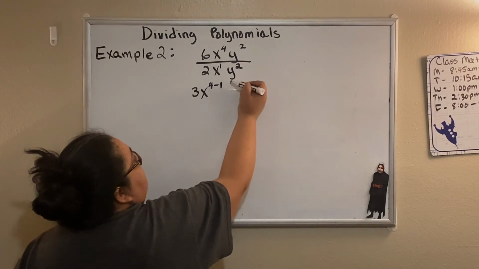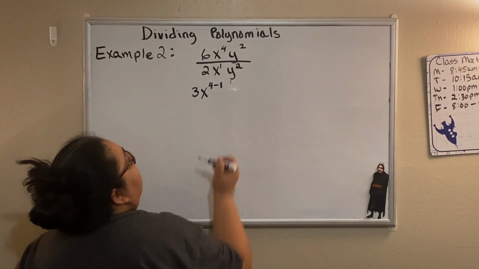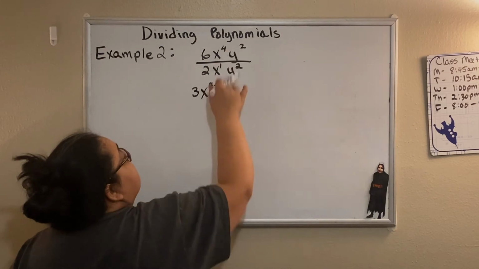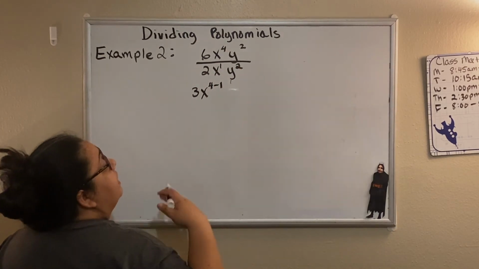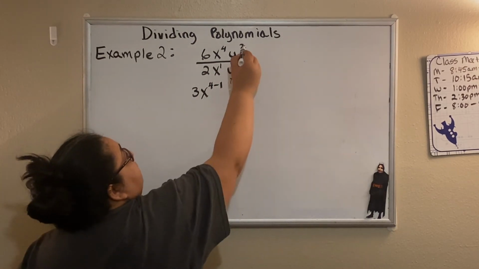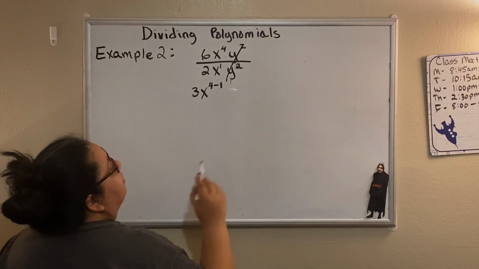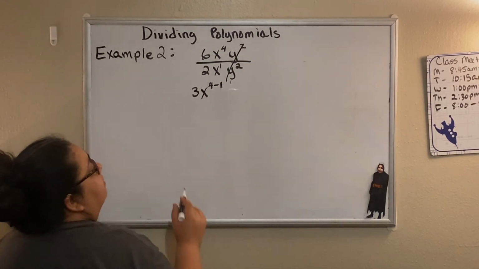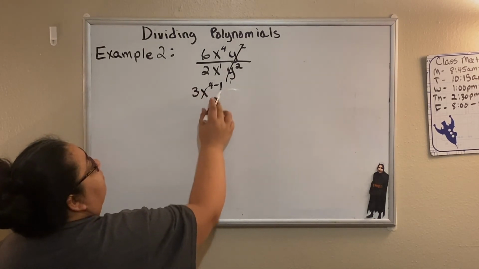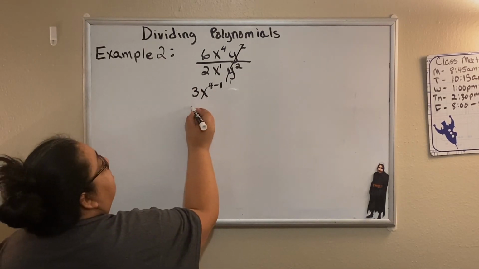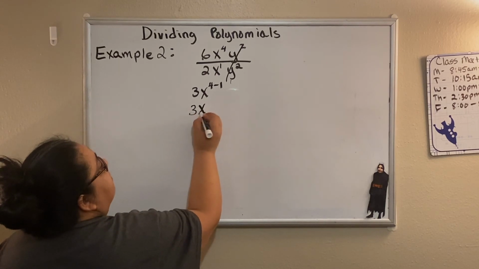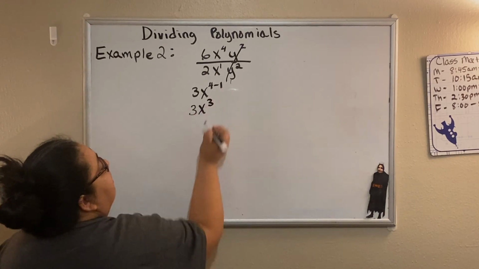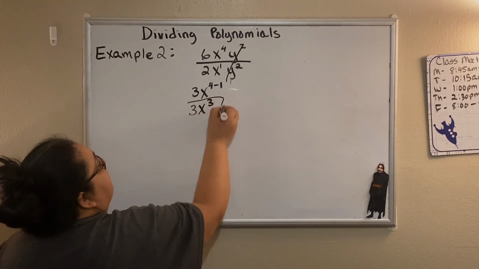When I get to the y's, I have y to the second and y to the second. That's the same thing. That goes back to the inverse property of multiplication. These reduce, they become 1, and 1 times any number is the same thing. So it's just going to be whatever's left over here, which is going to be 3x, and then 4 minus 1 is 3. So the solution here is 3x to the third.